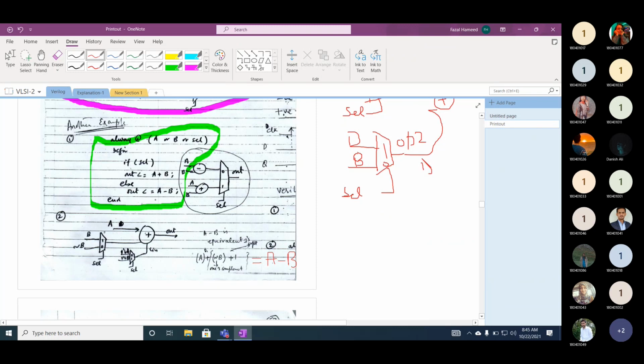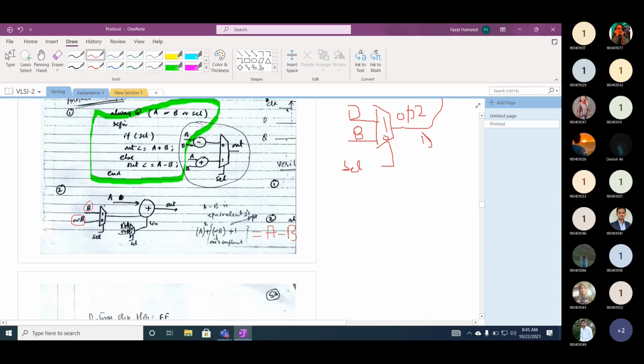If sel is equal to 0, so we want to perform addition or subtraction? Subtraction. If sel is equal to 0, we want to perform subtraction. So we need a 1's complement. And if it's 1, we need B. And for C in, we need sel. So it means that this C in should either be 1 or 0.